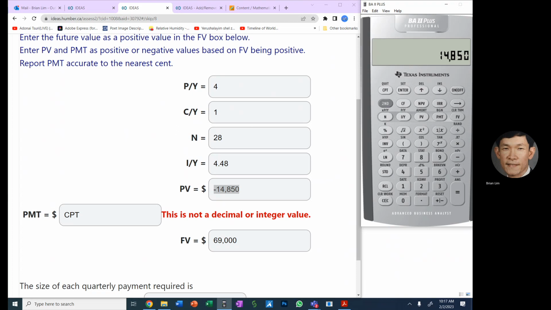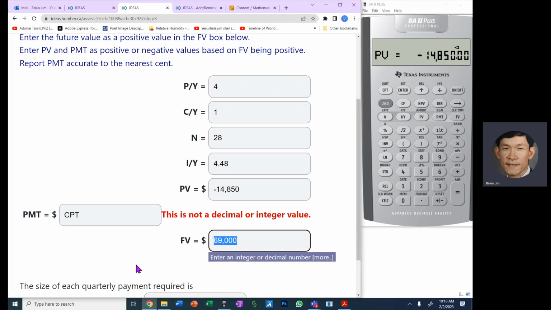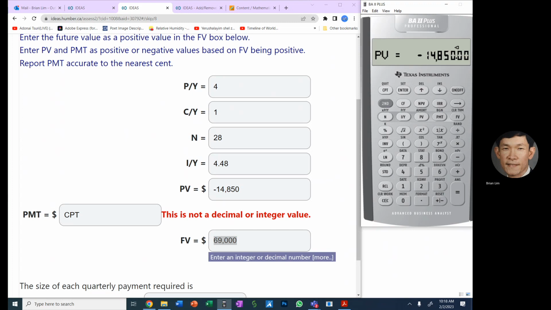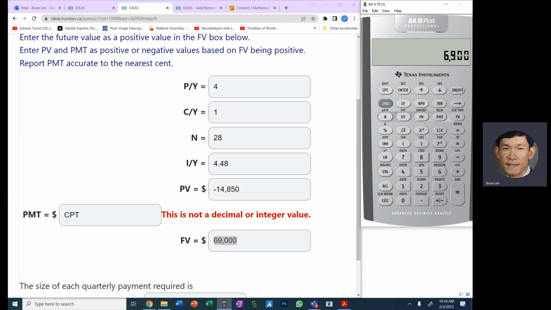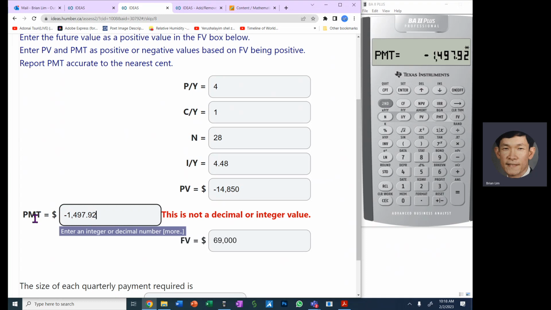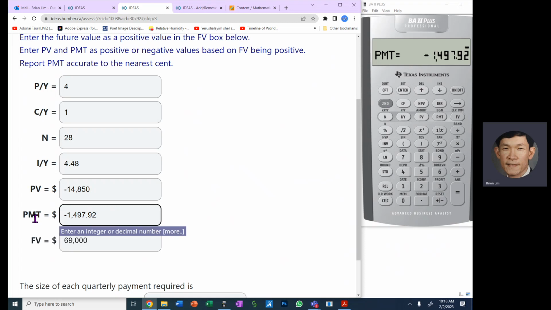We enter 14850 and make that negative, because the future value has to be positive. The payment we will skip over, and then the future value is 69,000, so we put 69000 in for the future value. Now we can compute the payment, and the payment turns out to be, shall we put in the negative sign, 1,497.92. And hopefully our numbers are correct.